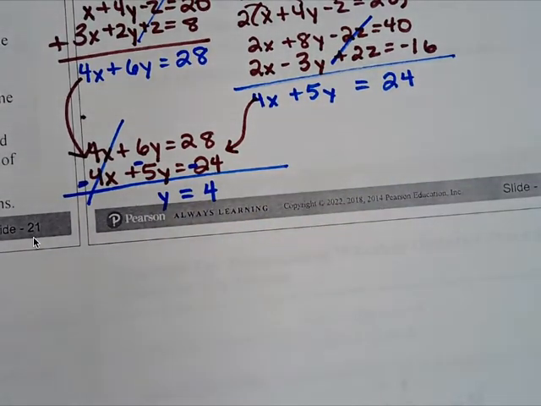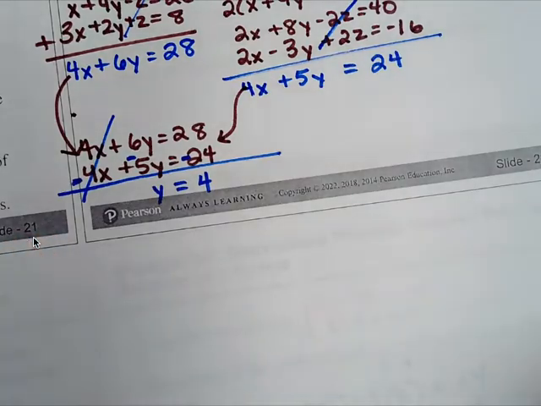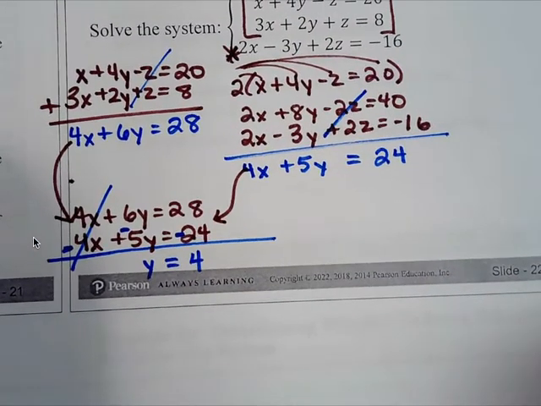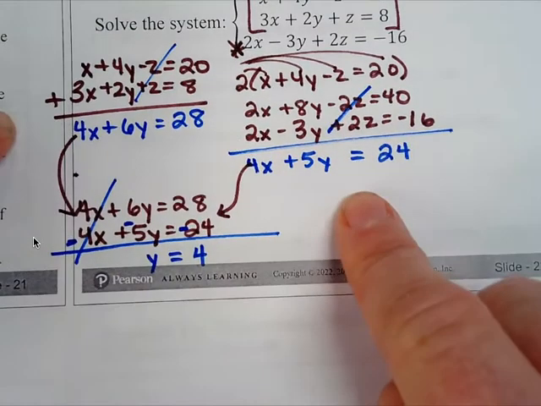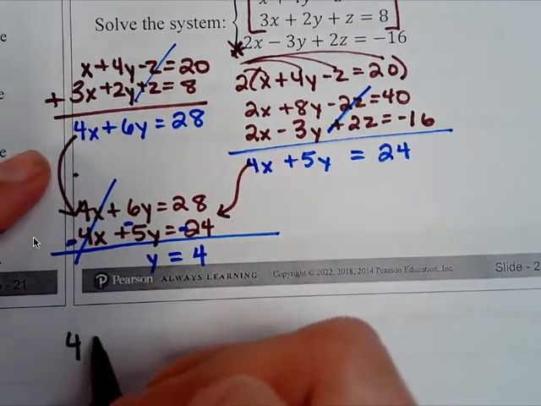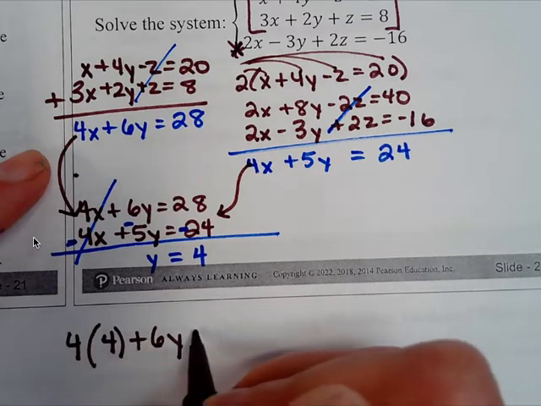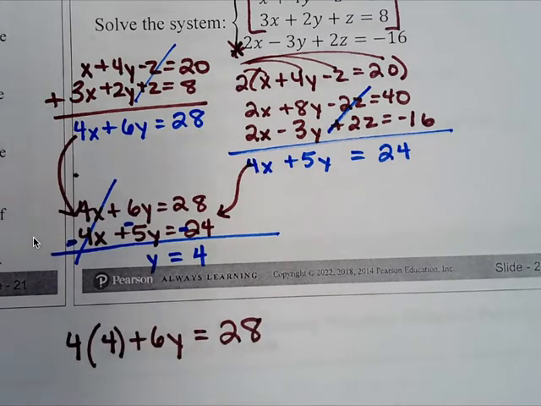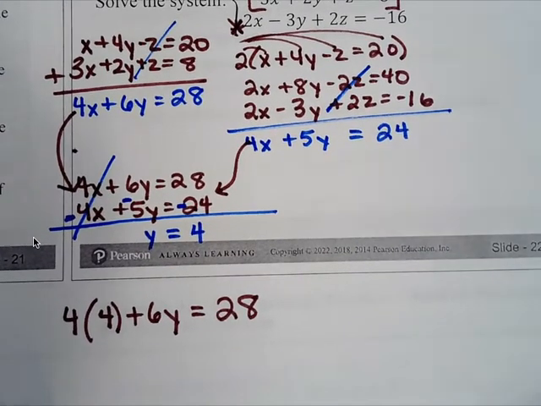So I got y equals 4. That's the start of it. Now you got to plug it in. Come on, guys. Where are we going to plug this in? Don't be silly. I would go to one of these. The 4x. Go back to where you were. So 4 times 4 plus 6 times y equals 28.